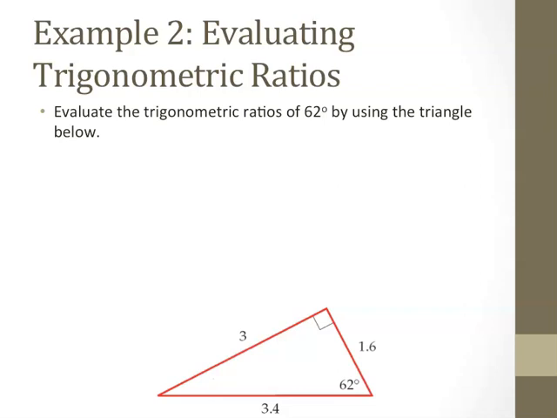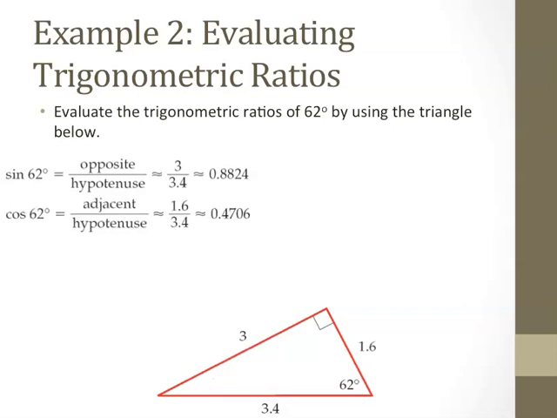All right, so now let's go ahead and plug those in. So we have sine of 62 is equal to 3 over 3.4. So that's about 0.8824. Cosine is equal to 1.6 over 3.4, which is about 0.4706. Tangent of 62 is going to equal 3 over 1.6, which is about 1.8750.